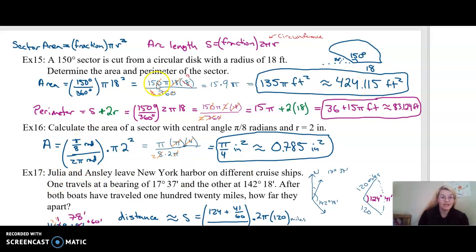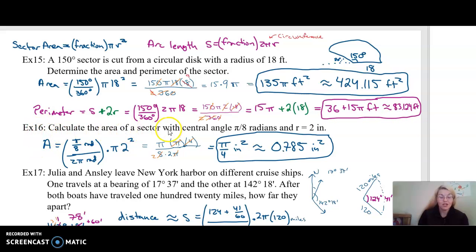The perimeter, again, the arc length is a fraction of the circumference, right? So the perimeter is going to be this arc length S plus 2 radii, right? So the arc length is my fraction times my circumference. So I simplify all that and you just get 15 pi plus 2 times the radius, right? I've got 18 plus 18. So it's 36 plus 15 pi feet exactly, or approximately 83 feet.